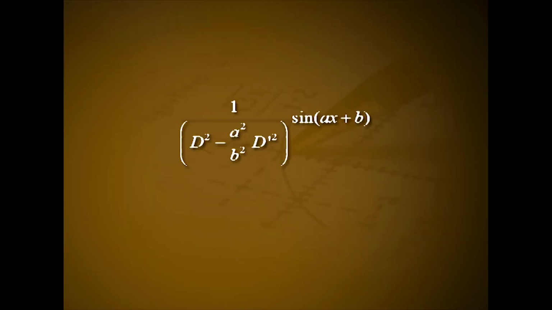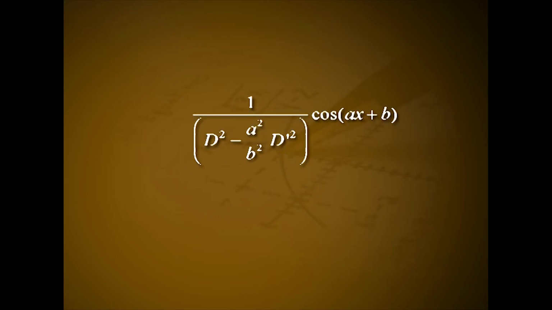In this case, we proceed as in ordinary differential equations and use the results: 1/(D² − (a²/b²)D′²) sin(ax + by) = −x/(2a) cos(ax + by), and 1/(D² − (a²/b²)D′²) cos(ax + by) = x/(2a) sin(ax + by).